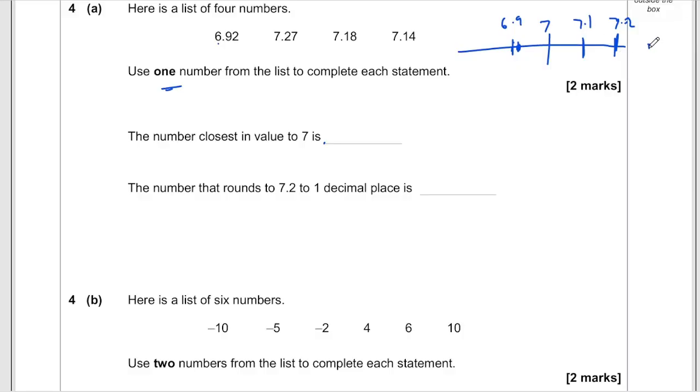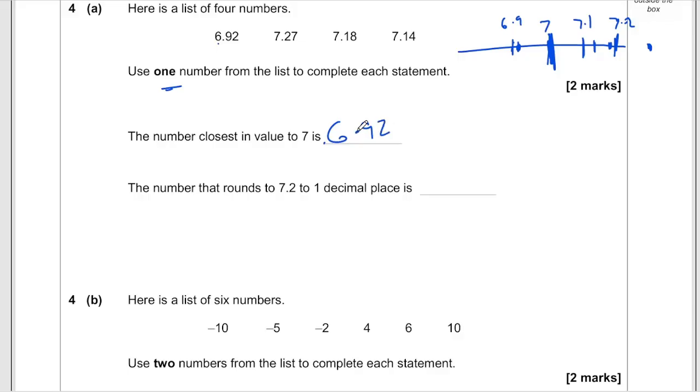7.27, well, that's right up here, so it's quite a distance away from 7. There's my 7. 7.18, well, again, that's further away. And 7.14, again, that's further away. So 6.92 is the closest.